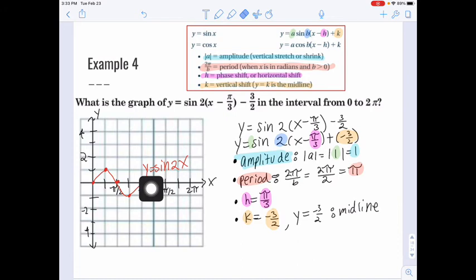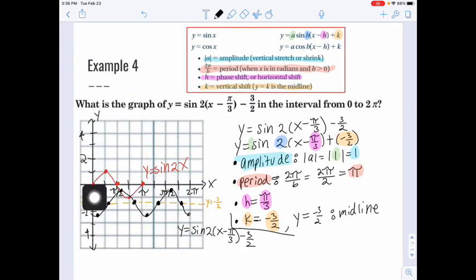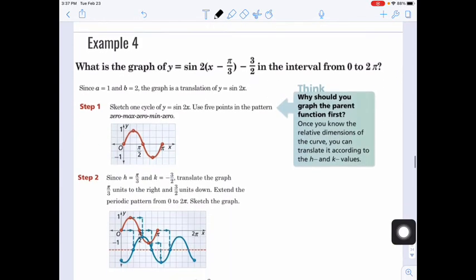We can start by graphing the parent function y equals sine of 2x, since we have sine of 2 times the quantity x minus pi over 3 minus 3 over 2. We can use this one cycle to translate with pi over 3 and negative 3 over 2 and continue until we get to 2 pi. Once we take these 5 points and shift them to the right pi over 3 and down 3 over 2 units, we'll get these 5 points and can fill in the rest until we fill in from 0 to 2 pi to get the graph of y equals sine of 2 times x minus pi over 3 minus 3 over 2. The work for this problem is on the following slide.